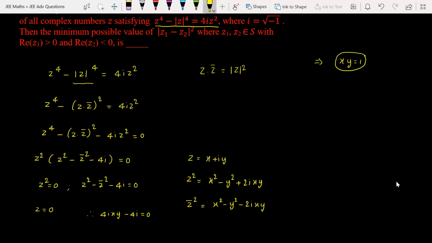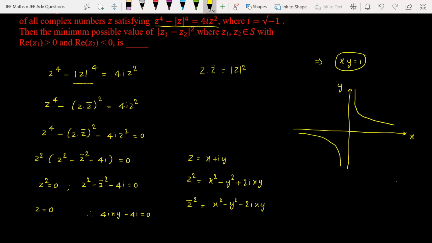That means the complex numbers which satisfy this equation in the Argand plane lie on xy equals to 1, which we know is a rectangular hyperbola. This is one branch of the hyperbola and this is the second branch. Any point which lies on this hyperbola will satisfy this equation, as well as the origin. So the solutions for this equation are the origin and any point which lies on either branch of the hyperbola. Now z1 and z2 are two complex numbers which satisfy this equation.